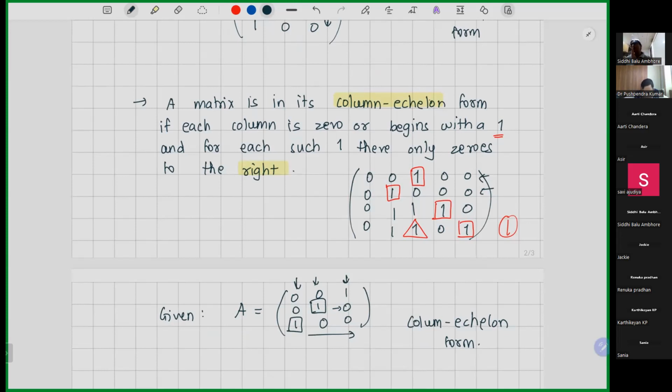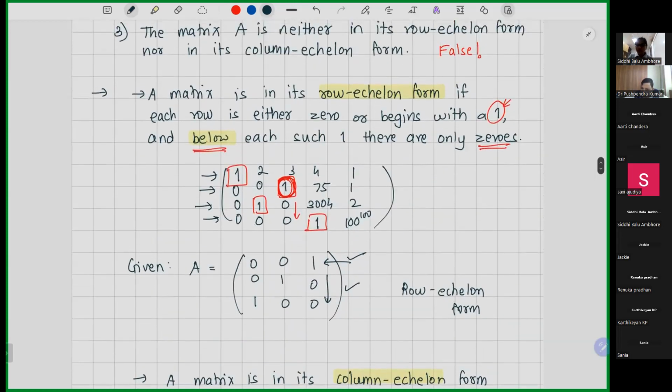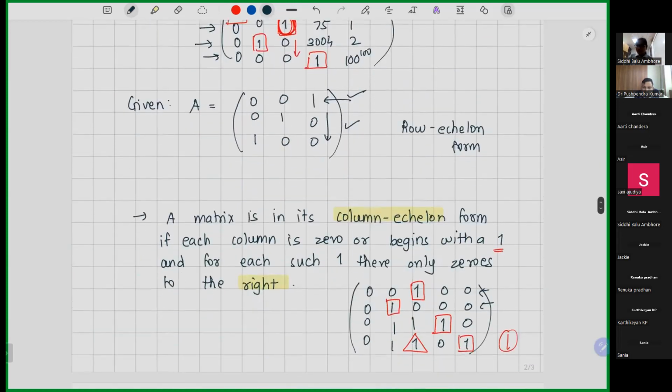But everything on the right of that one must be 0. That's the only condition. So here it was 1 below and 0. Here it is 1 right and 0. This 0 and this right. Is it okay now? Yeah, okay.